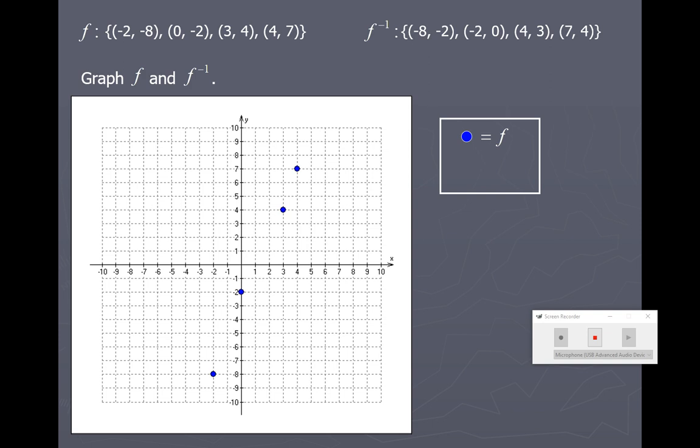Then I'm going to also graph the inverse function, these inverse points. Instead of (-2, -8), I'm going to do (-8, -2), which is over there. And then I'm going to do (-2, 0), (4, 3), and (7, 4). At that point, it's not too exciting. You're like, yes, so what? But there is something interesting that happened going from the blue to the red, and it might be difficult for you to see what happens between the blue and the red until I put a diagonal line on there.